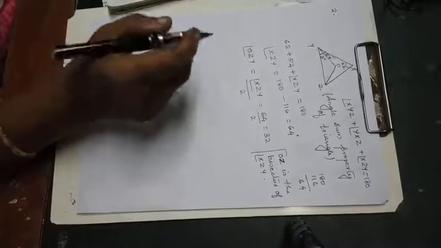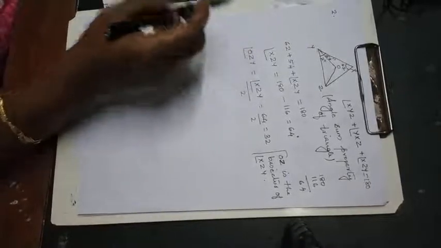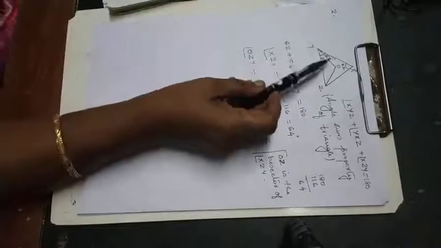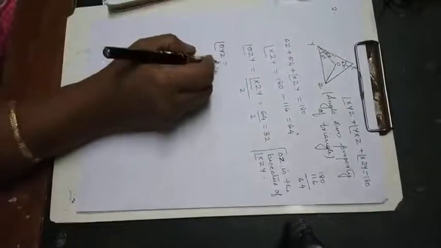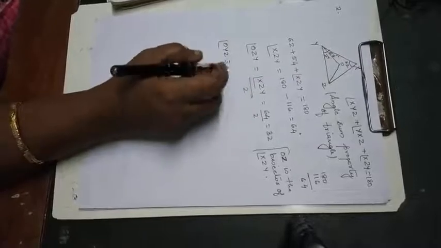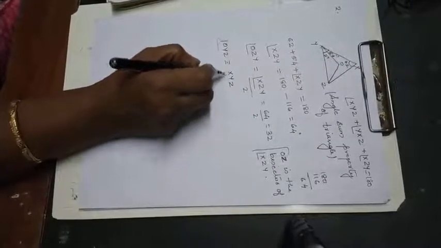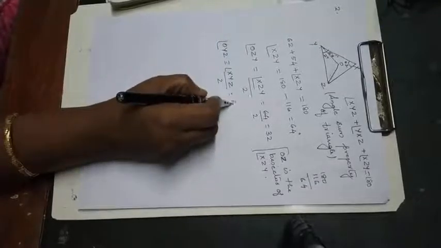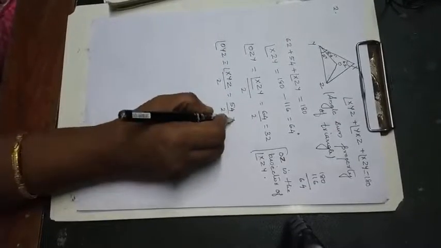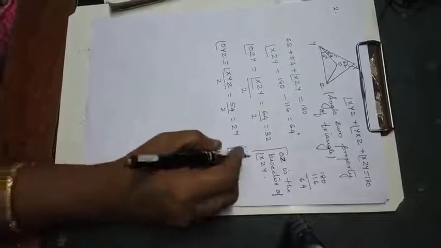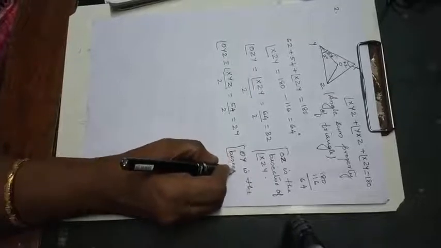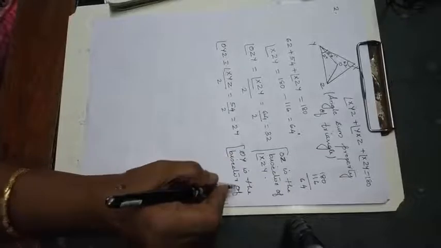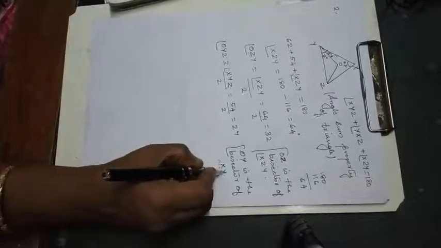Now you want to find out YOZ. So first find out OYZ, that already we told, that is half. How will you get? XYZ divided by 2, that is 54 divided by 2, that is 27. The same reason, OY is the bisector of XYZ.